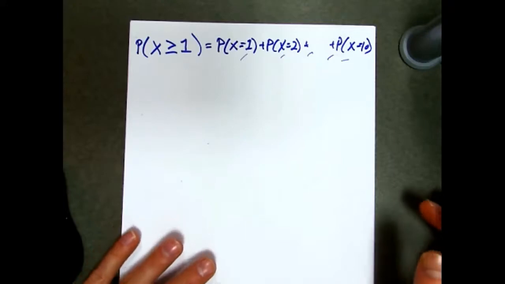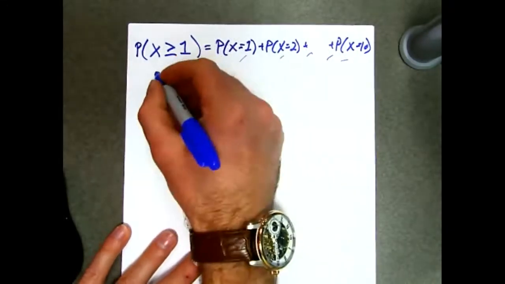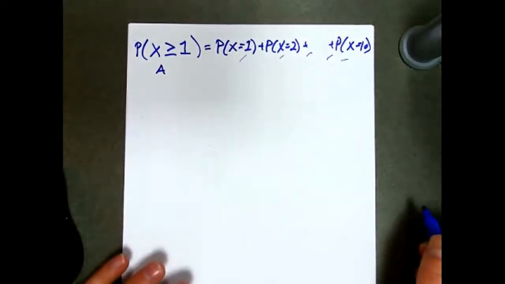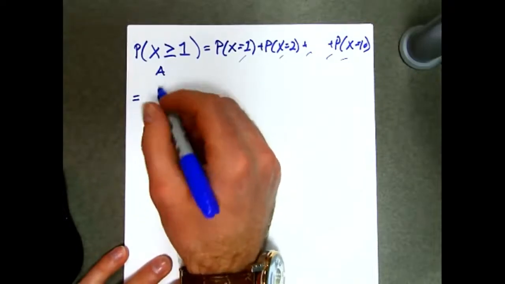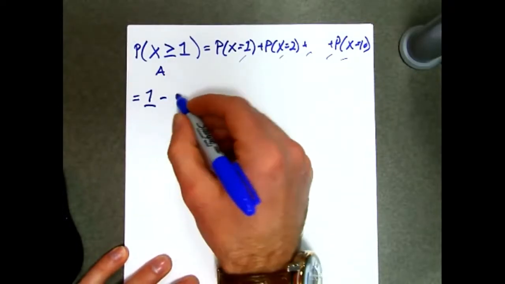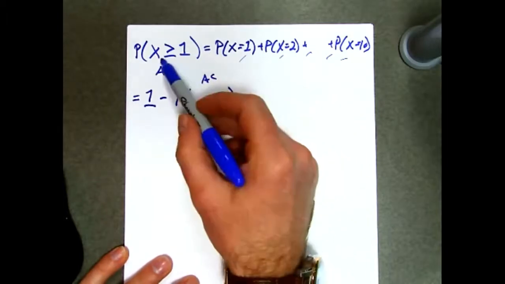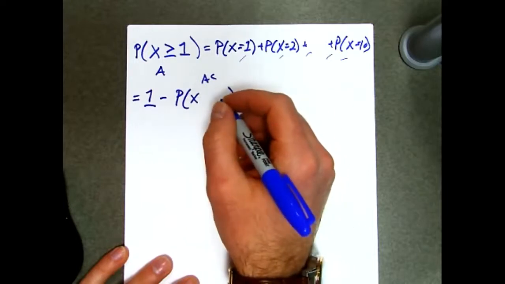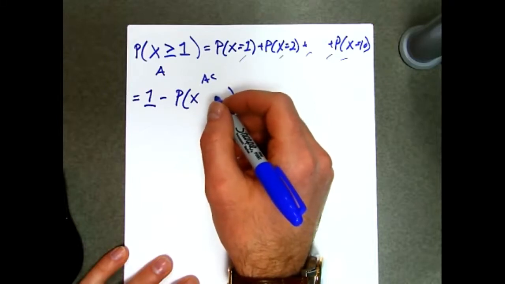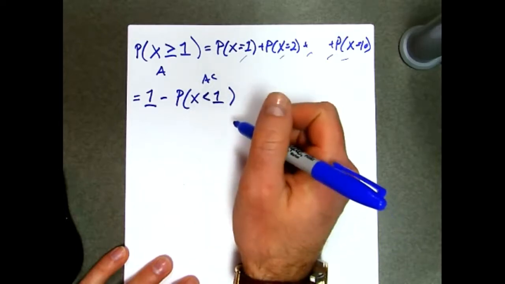So anytime you're dealing with a binomial or a Poisson example, and you've got something that looks like this, think about how you could rewrite your probability. If this is event A, the probability of A is always equal to 1 minus the probability of its complement. So if A is that X is greater than or equal to 1, what would A complement be? It's just the exact opposite of that, or everything that's not in event A. So X is less than 1.